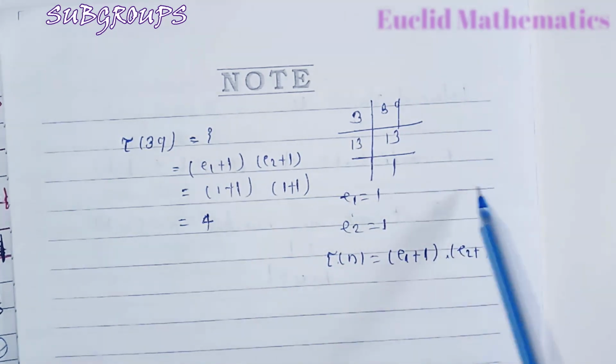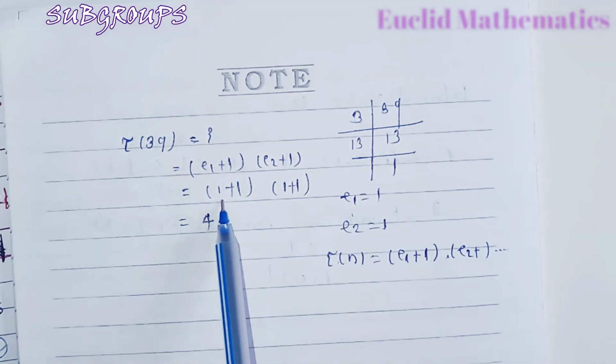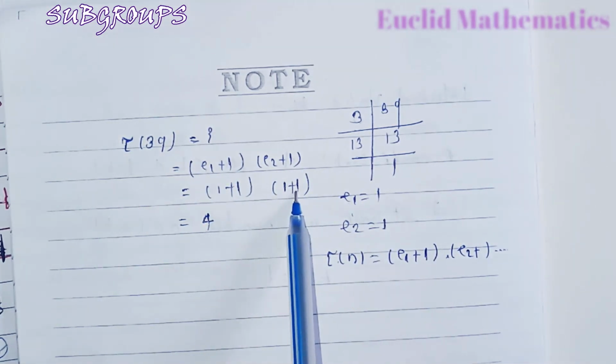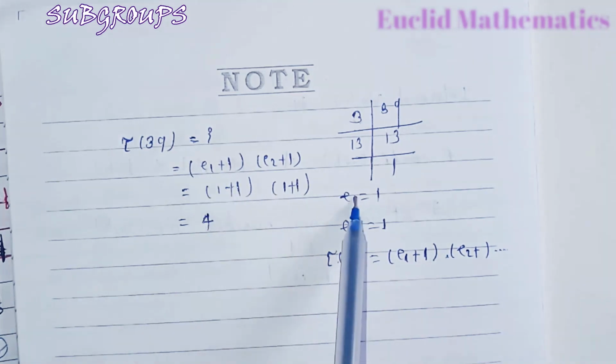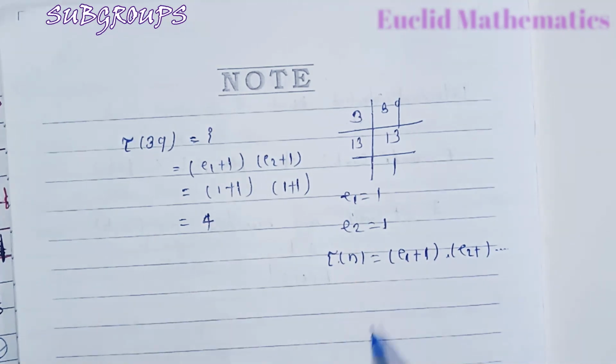If you have another element, you get E3 plus 1 here. But I have two elements here. So E1 plus 1 is 1 plus 1, and E2 plus 1 is also 1 plus 1. E1 is here and E2 is here. So tau 39 comes to 4. It's easy to find tau 39.